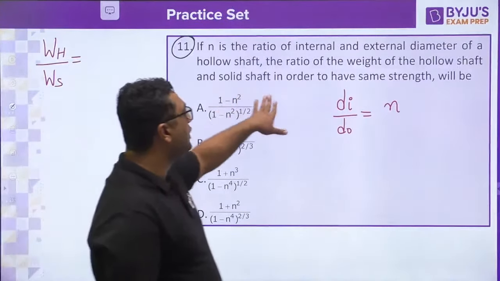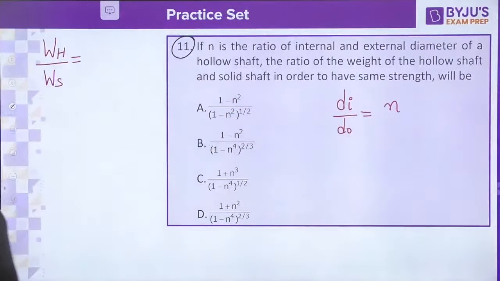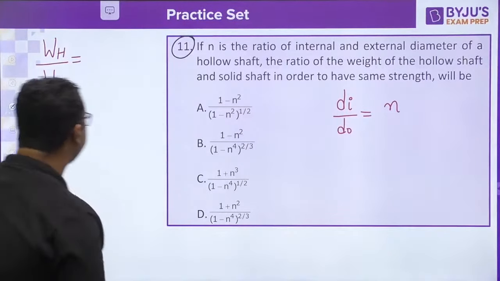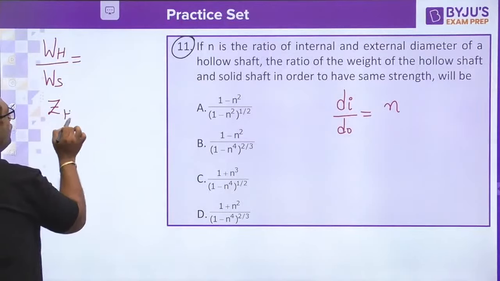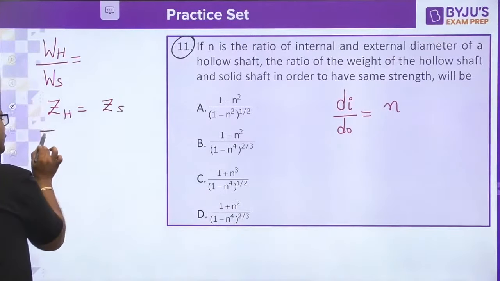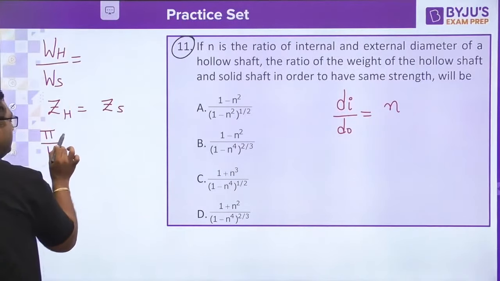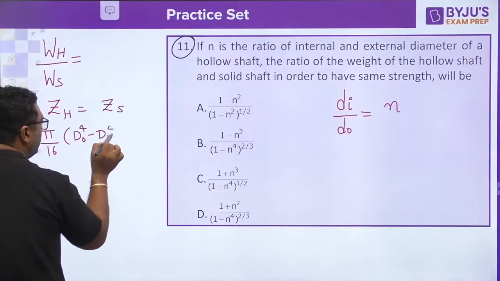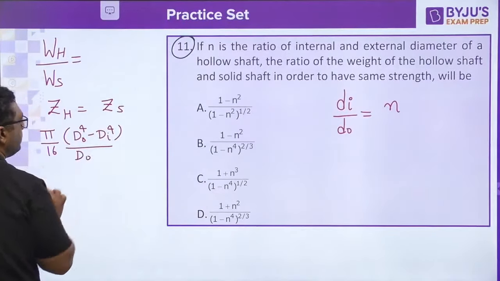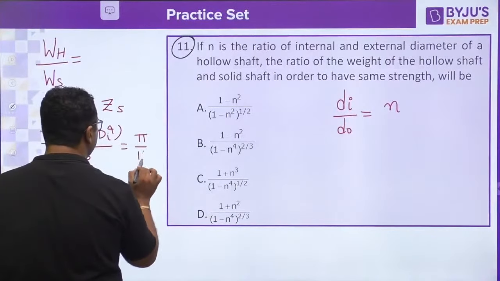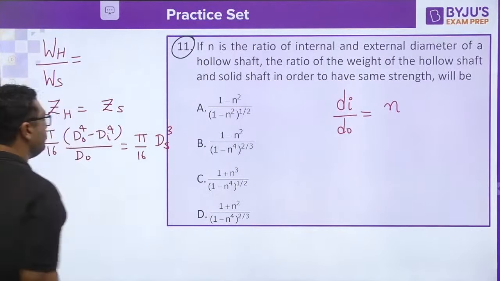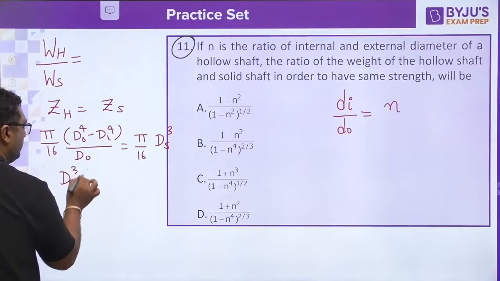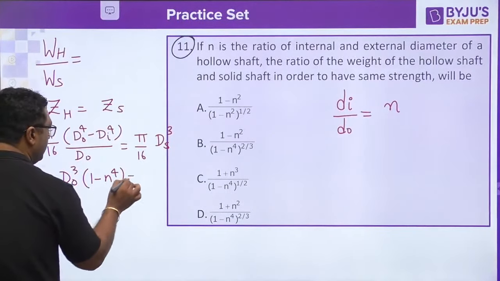And solid shaft, in order to have the same strength, they have mentioned the same strength. So you need to find out this. Same strength means Z of hollow is equal to Z of solid. Z of hollow is pi by 16 into d naught 4 minus di 4 upon d naught. And Z of solid is pi by 16 ds cube. So pi by 16 will get cancel out. D naught cube (1 minus n4) is equal to ds cube.